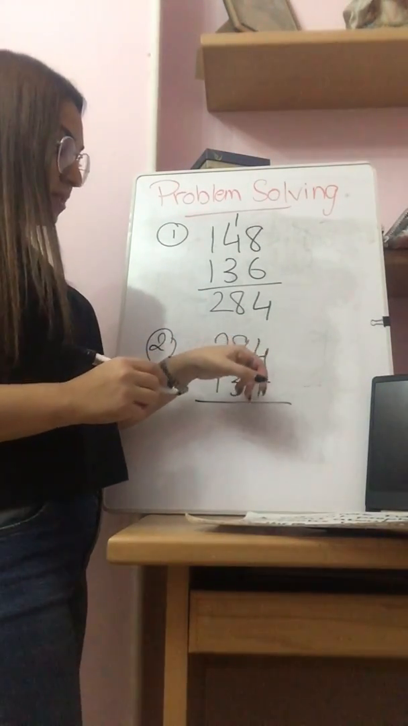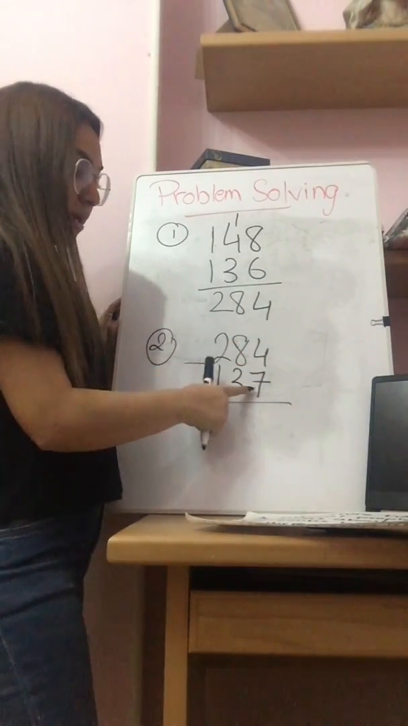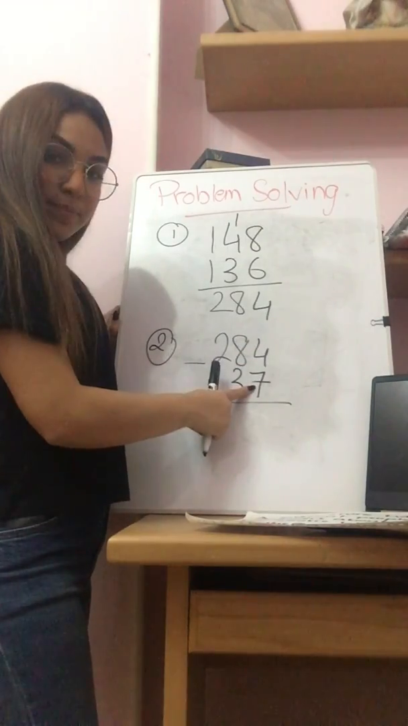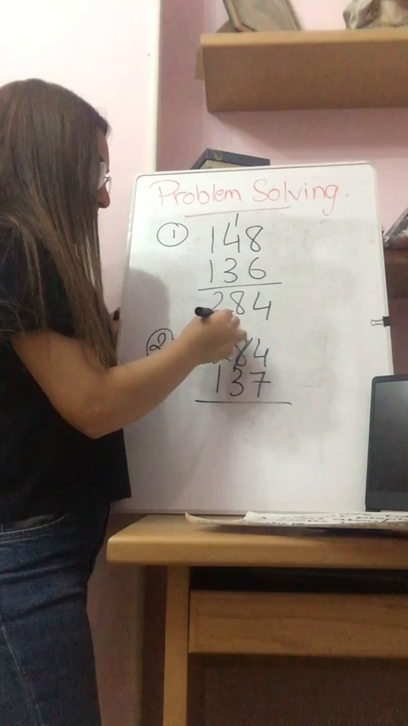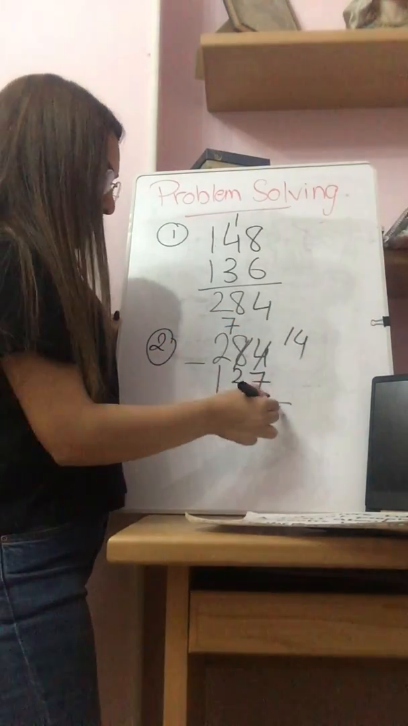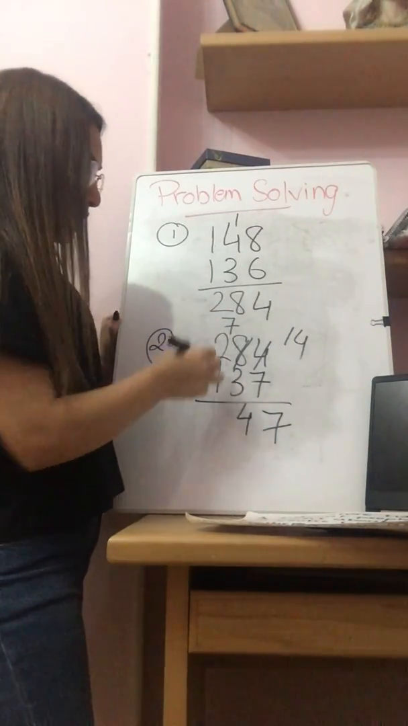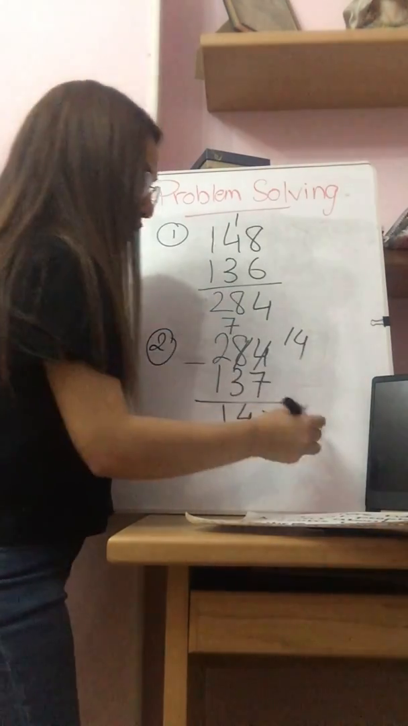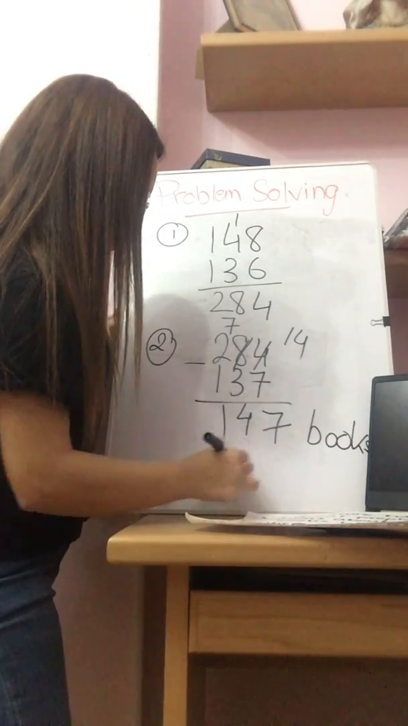Now, this is today's lesson. We're going to apply it in this problem solving. 4 minus 7, I said we cannot subtract a small number from a big number, so I'm going to borrow from the 8. The 8 is going to be 7, and the 4 is going to be 14. 14 minus 7 is 7. 7 minus 3 is equal to 4. 2 minus 1 is equal to 1. So, 147 books sold.